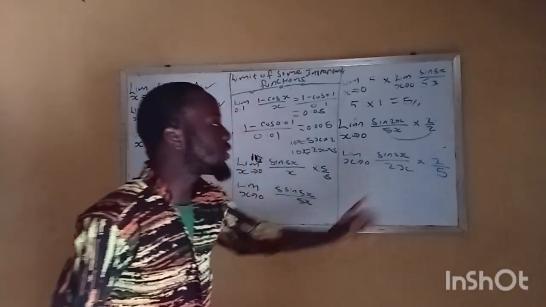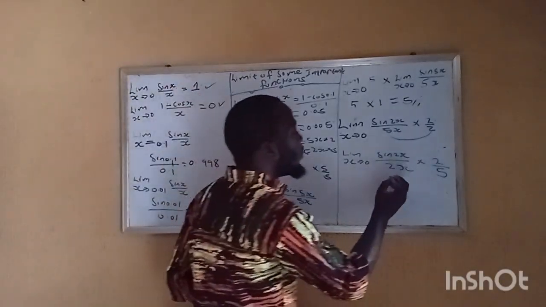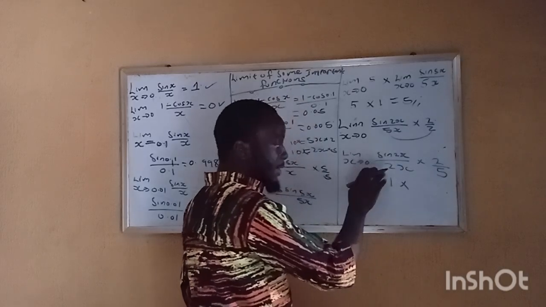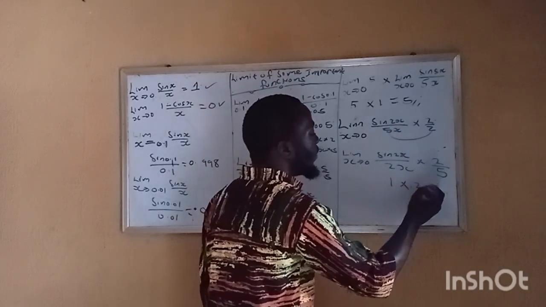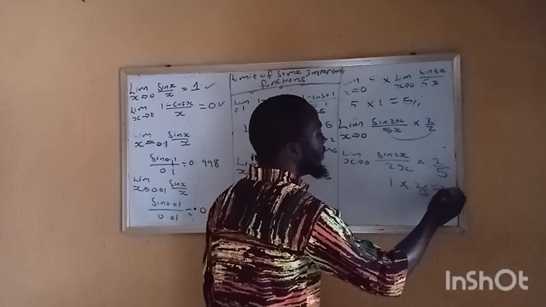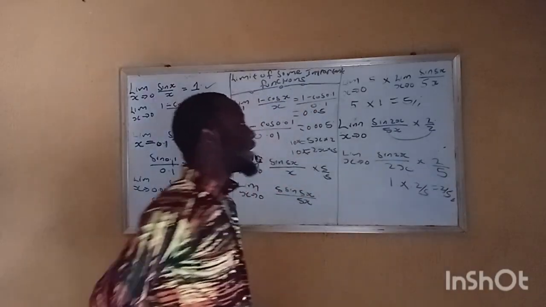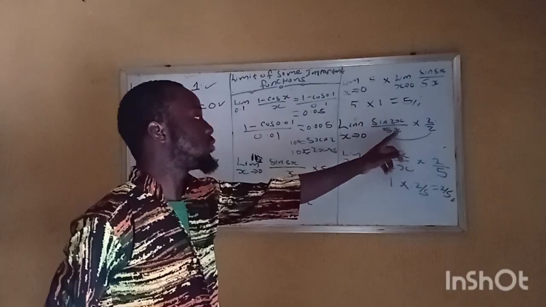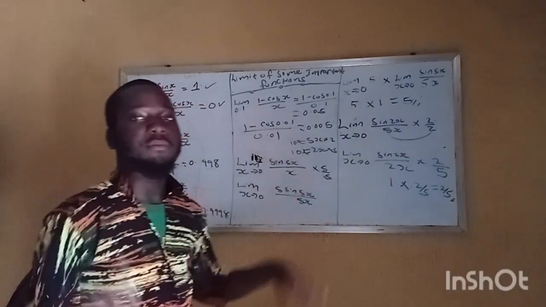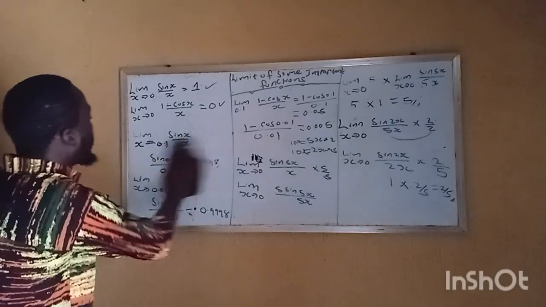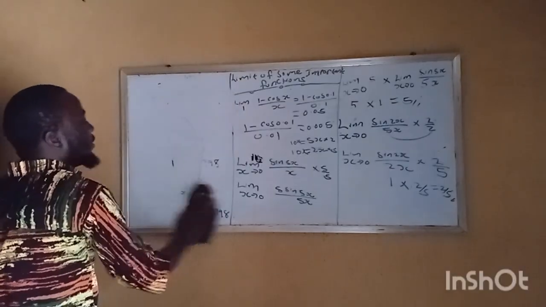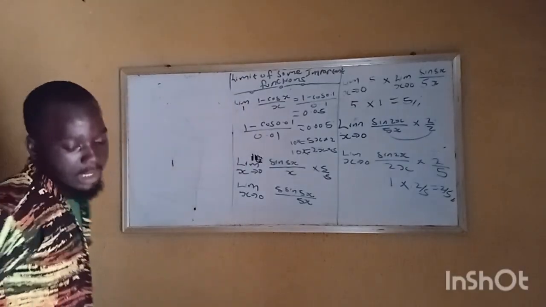And then sine 2x over 2x is 1. So 1 times 2 over 5, which is still 2 over 5. As simple as that. Are you getting me? Just like the coefficient of this over the coefficient of this: 2 over 5. That's a shortcut. Hope you are getting it. It's very, very simple. Let's move to another question.